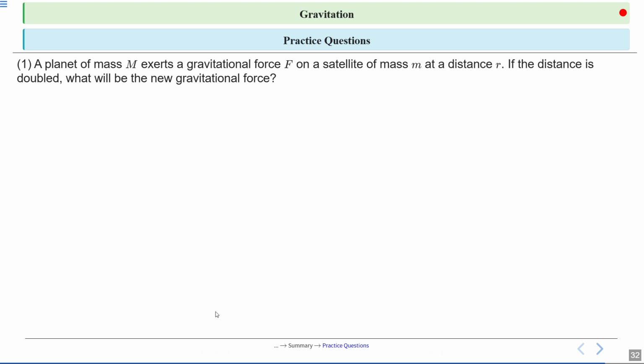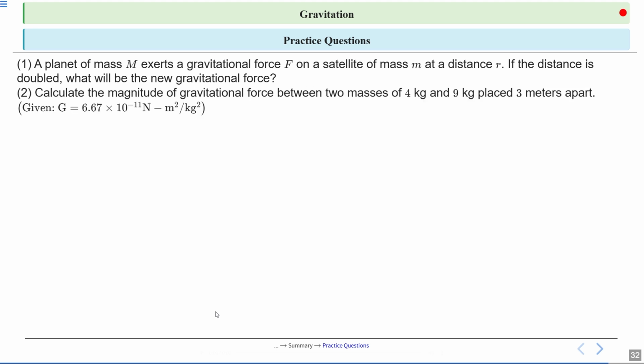Now we have some practice questions, and this is homework for you. First, a planet of mass M exerts a gravitational force F on a satellite of mass m at a distance r. If the distance is doubled, what will be the new gravitational force? Second, calculate the magnitude of gravitational force between two masses of 4 kg and 9 kg, placed 3 meters apart.